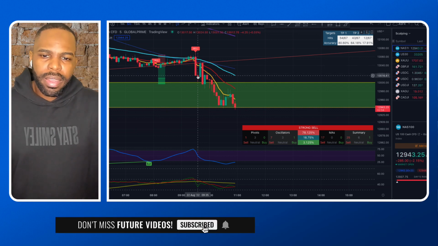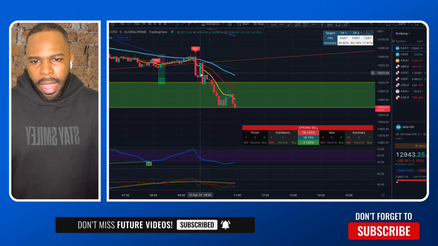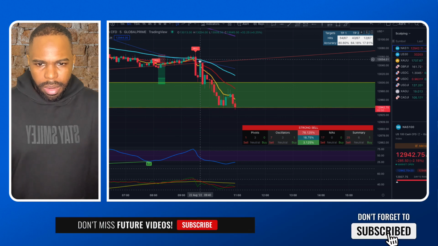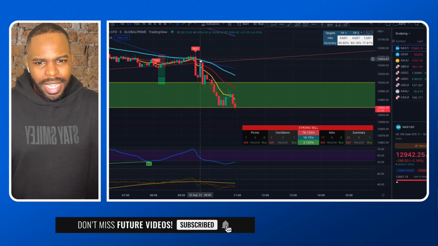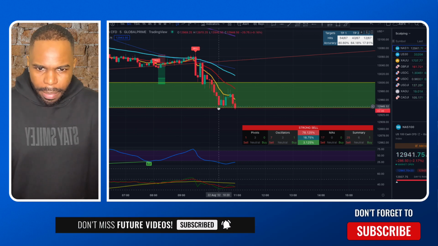So it came down here, touched my zone right here, came back up and retested my 50 EMA, or moving average, right here. And it just dropped. Okay, it just dropped.